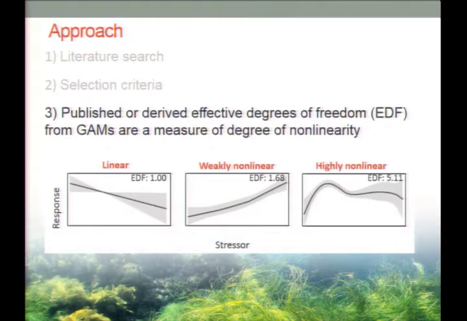So then to be able to quantify, well, what's the degree of nonlinearity in those nonlinear relationships, we used published or derived estimates of effective degrees of freedom from generalized additive models, which are essentially nonlinear statistical models. And we used this as our measure of a degree of nonlinearity. So for example, an EDF of 1 indicates that the relationships are linear. An EDF between 1 and 2 indicates that they're weakly nonlinear. And an EDF greater than 2 indicates that they're increasingly nonlinear.